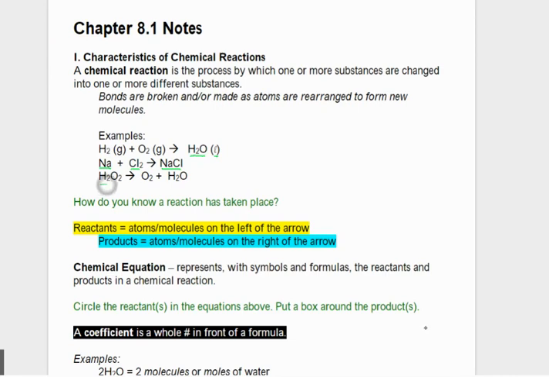Hydrogen peroxide, that's maybe in your medicine cabinet in the brown bottle, will decompose, that means break down, into oxygen gas and water in the bottle over a very long period of time. It's a very slow reaction.